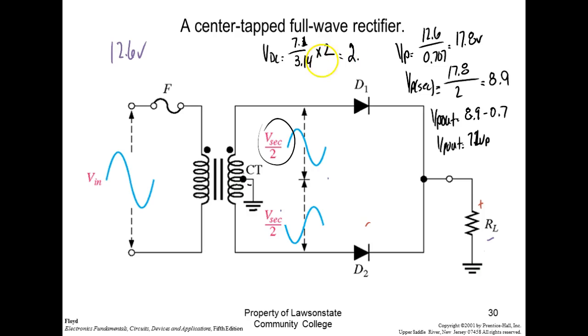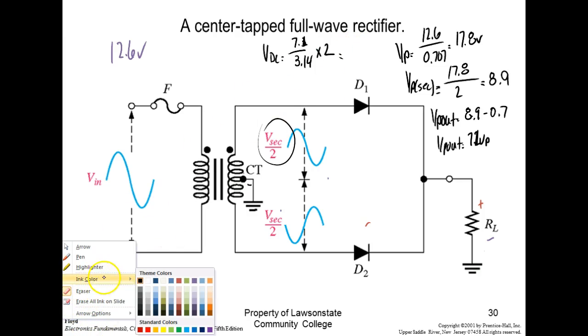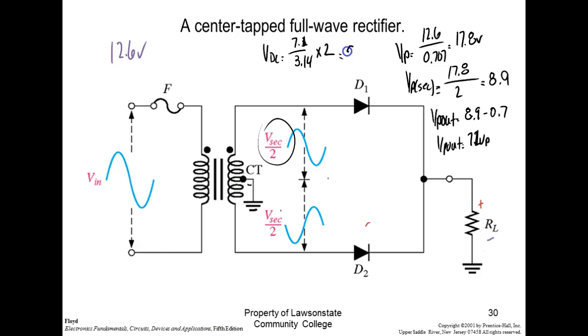$2.6 times 2. What? 5.2. Now you say, wait, Rich, that's what we calculated last time. Well, last time we were using the whole transformer. Right? You understand? We were using 12.6.